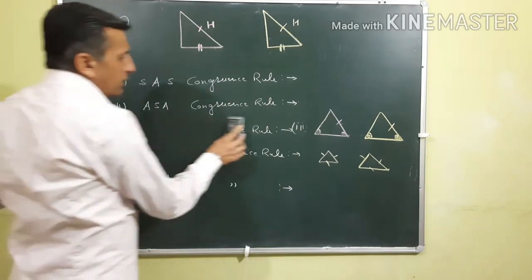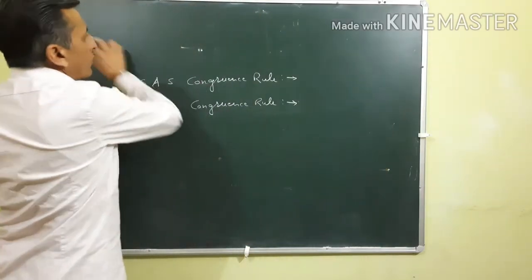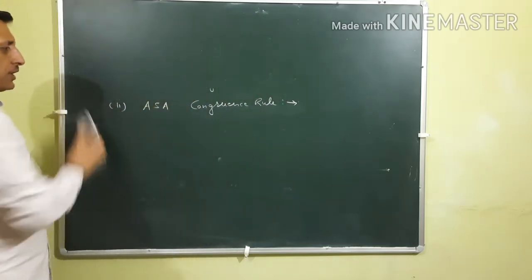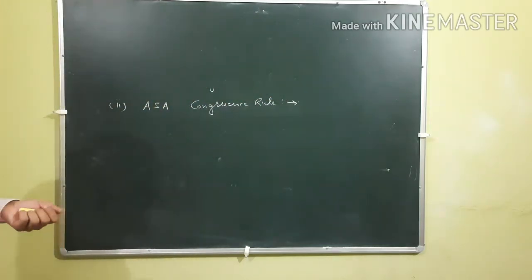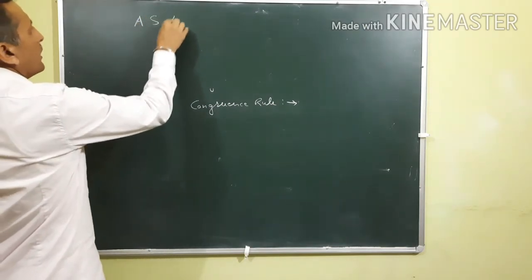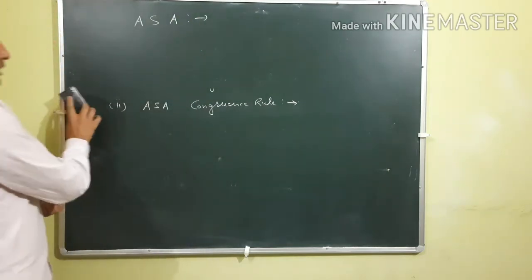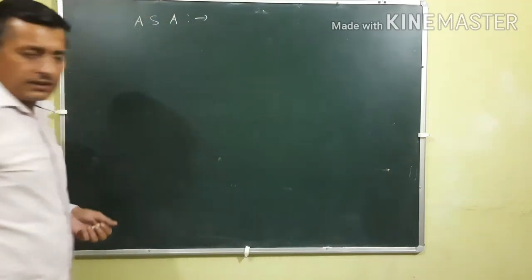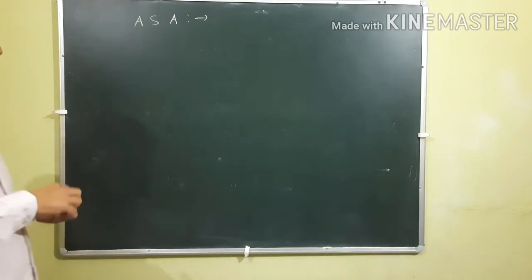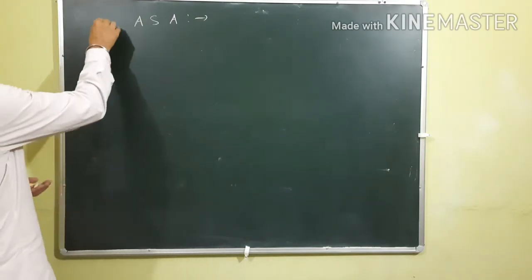The solution for the second part is given in your book. Now I want to discuss this second part, the angle side angle congruency rule. Now what is the angle side angle rule? Actually, in the second and third cases there is a little problem, so that's why I'm going to solve this second rule.